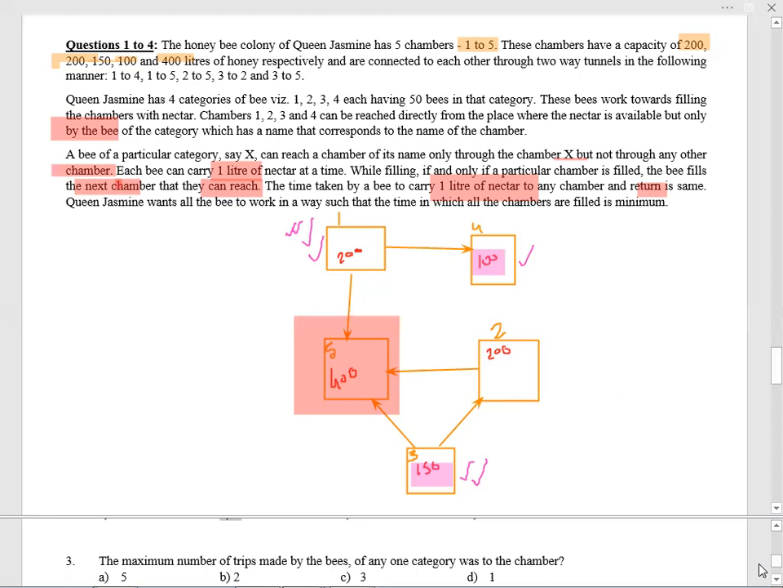So after the 3rd minute, 50 can go from here. And after the 3rd minute, 50 can come from here, 50 can come from here. So 150 at a time. So 3 trips will not be required. Okay. So 2 is the answer.